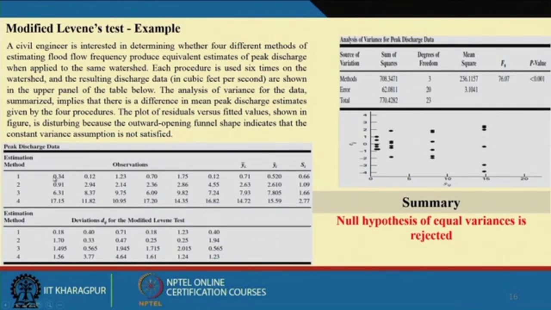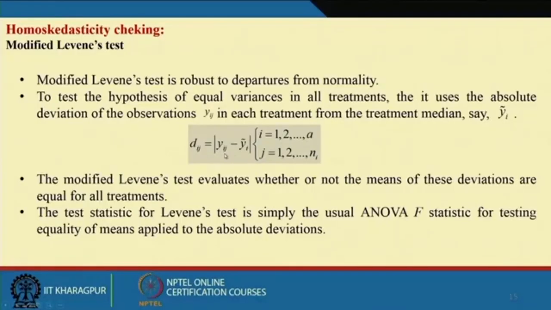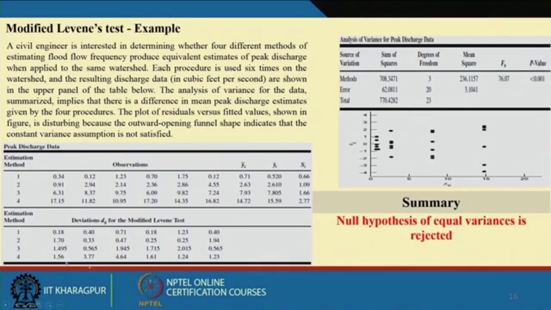Then subtract each row of data by the respective median, not mean, and then you will get this kind of data. This data is nothing but the observation minus the median, and the modulus of that. That means d_ij equals the mod of y_ij minus y_i median. So from the original data, you are getting the deviation data. Now, you use traditional ANOVA with the deviation data. If the means of the deviations across different levels are different, then the variances are different, otherwise they are equal.